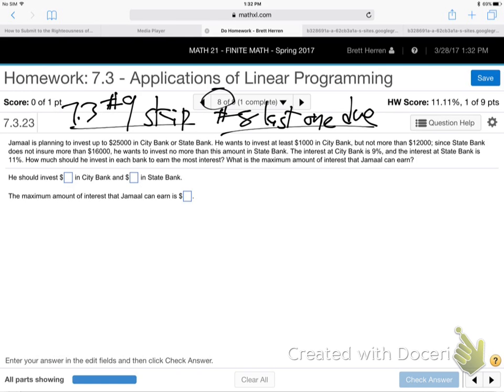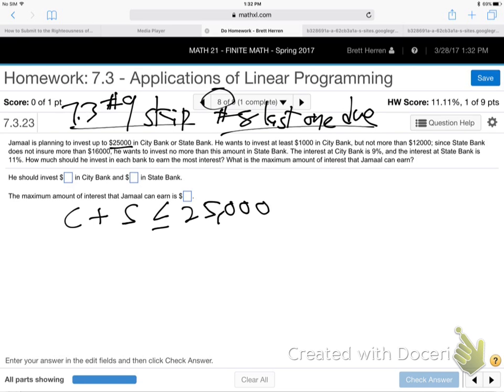Okay. So Jamal's going to invest 25,000. So Citibank plus State Bank is less than or equal to 25,000, technically. Does that make sense? Because that's the maximum he's going to invest. Those are going to add up to be less than or equal to 25,000. The amount put in Citibank plus State Bank is at most 25,000.